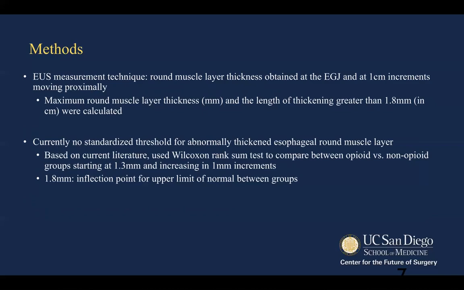Currently, no standardized threshold for abnormal thickening of the esophageal round muscle layer exists. Based on the current literature, we used the Wilcoxon rank sum test to compare round muscle layer thickness between opioid versus non-opioid groups, starting at 1.3 millimeters and increasing in 1 millimeter increments. 1.8 millimeters was noted to be the inflection point for the upper limit of normal between the two groups and was therefore selected as our threshold.